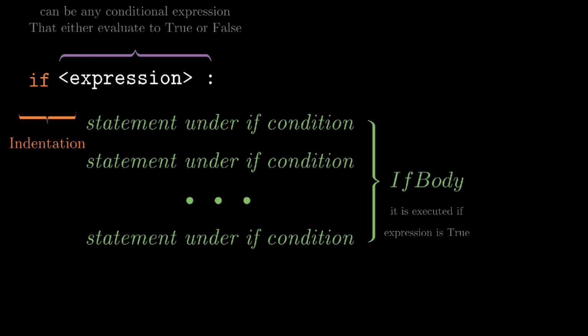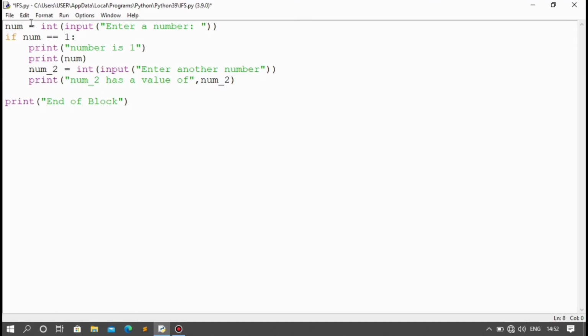For example, let's take a look at this code snippet. In the first line, we are requesting for a value input. Then the second line is the if statement, checking if the number we input is equal to 1. Then if that is equal to 1, we print number is 1, then we print the norm. Then again, we ask for another number which we store in the num2 variable. Then we print num2 has a value of num2, then print end of the block.